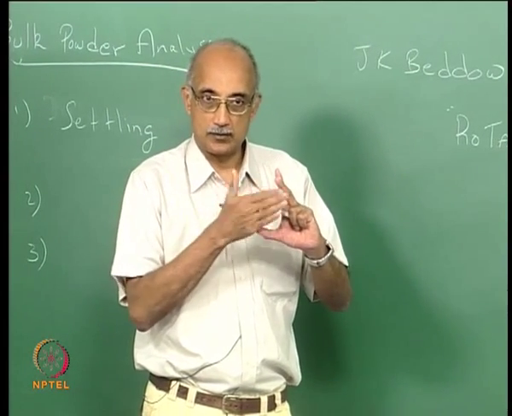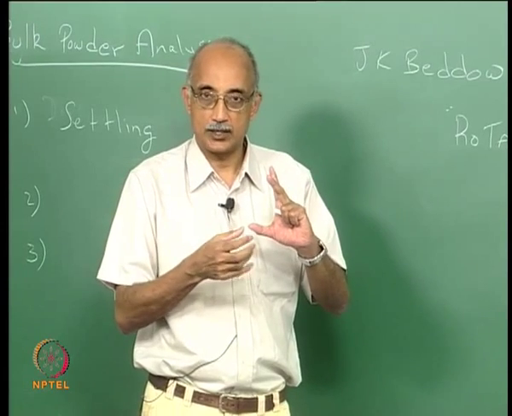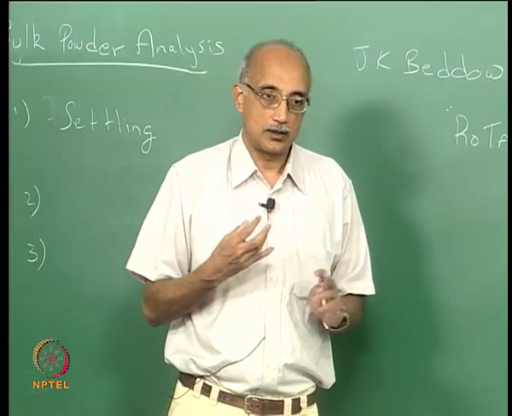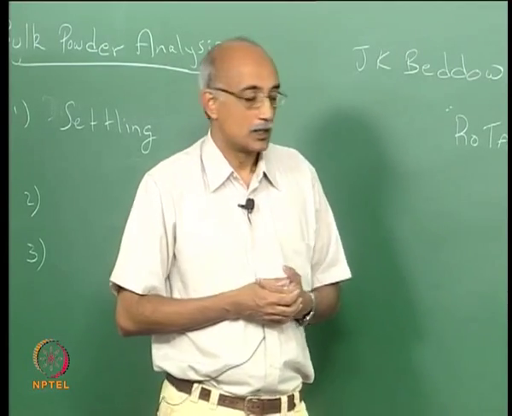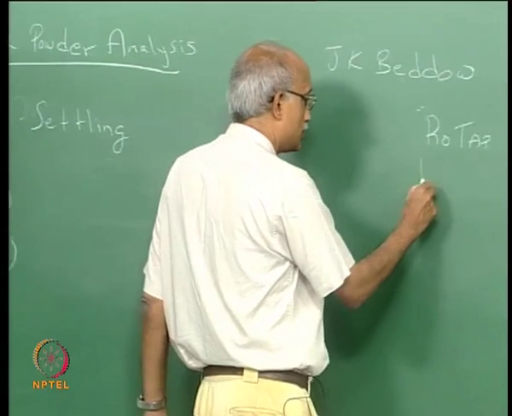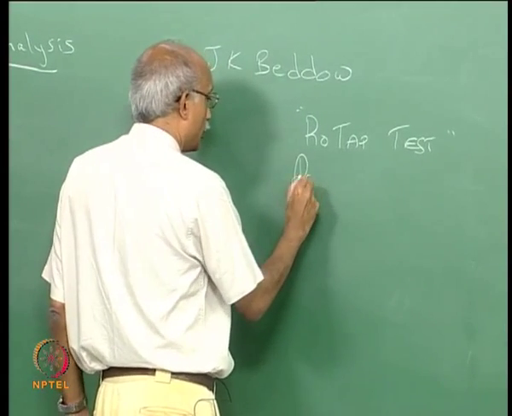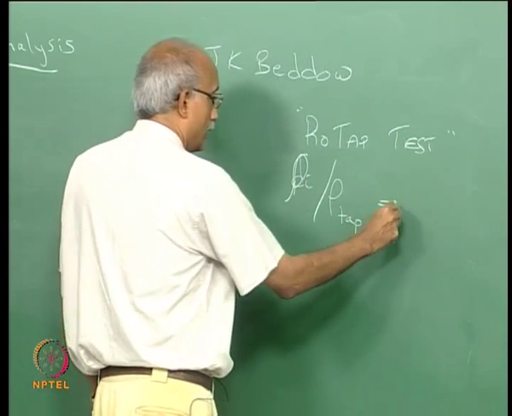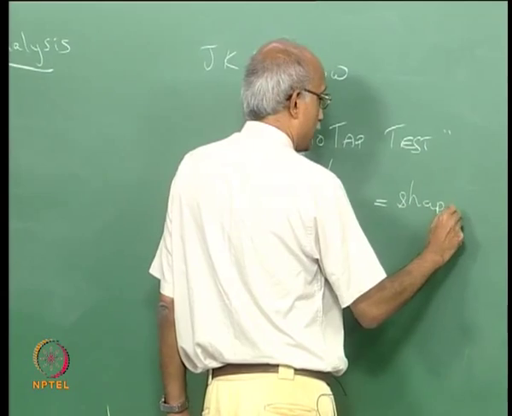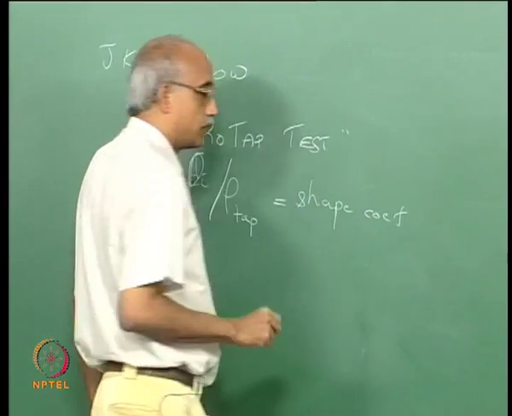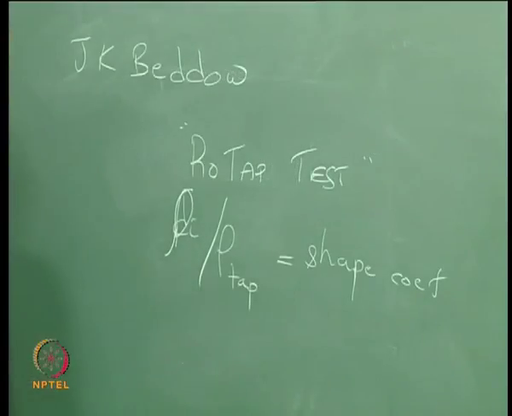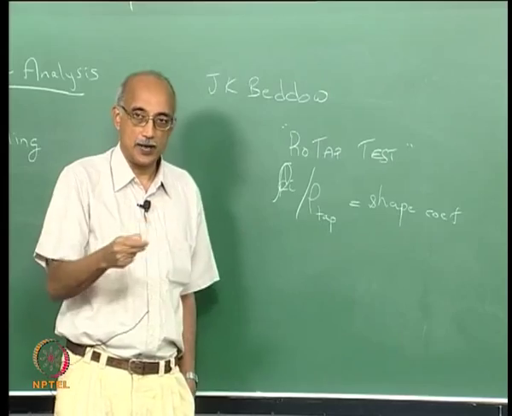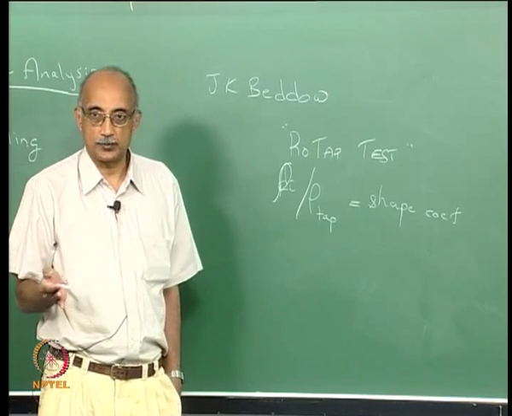So as you tap on it more and more, it settles and essentially reaches an ultimate bulk density value for a highly densified powder. So you take the ratio of your initial density rho I to the value of the tap density, and he defined this as a shape coefficient for the entire powder. So what is the relationship between the ratio of initial to tap density and the shape distribution in the powder?